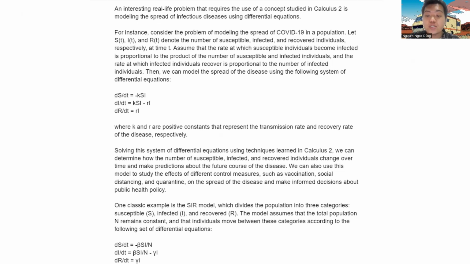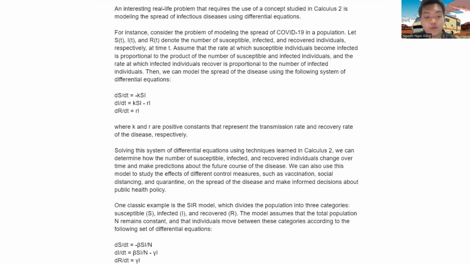We divide the population into 3 categories: susceptible S, infected I, and recovered R. The model assumes that the total population N remains constant, and the individuals move between the categories according to the following set of differential equations.